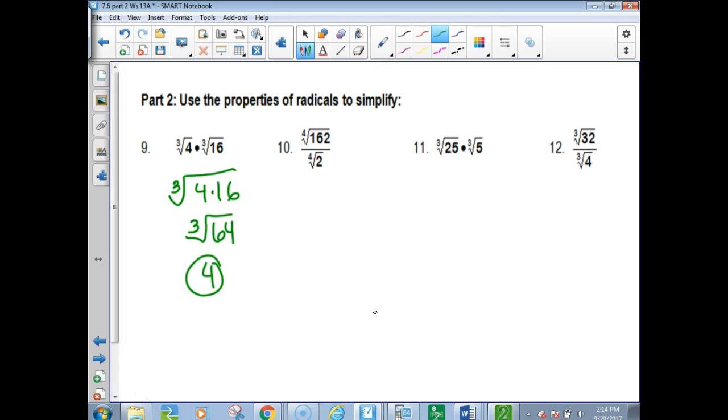Remember your little green chart to help you get those memorized. I want to use the property of quotients for this because I could rewrite this as one big fraction with the 4th root of 162 over 2, because then I could reduce this. And 162 divided by 2 is 81. And 81 is a perfect 4th root because 3 times 3 times 3 times 3 is 81. So the answer is 3.